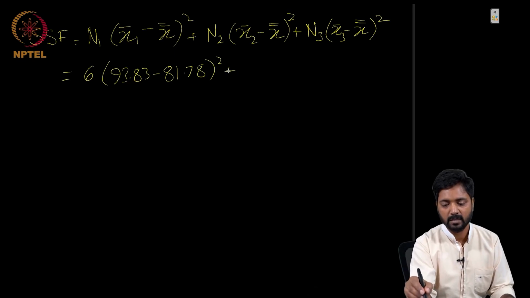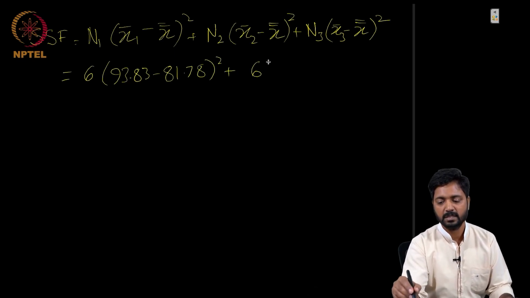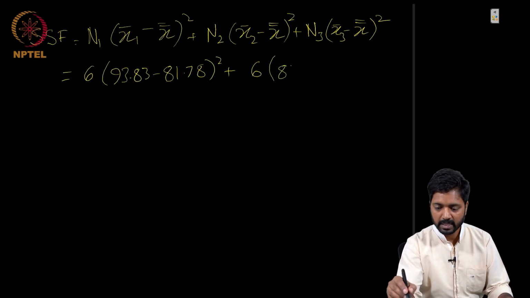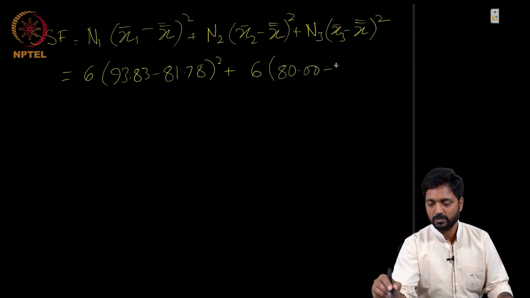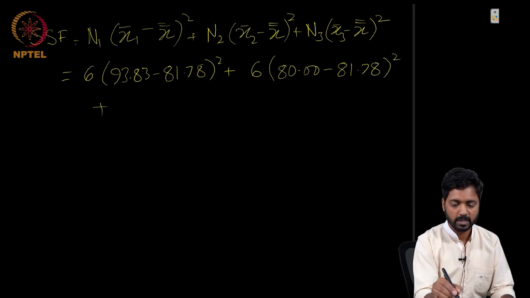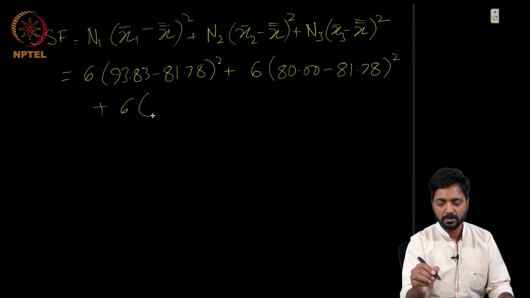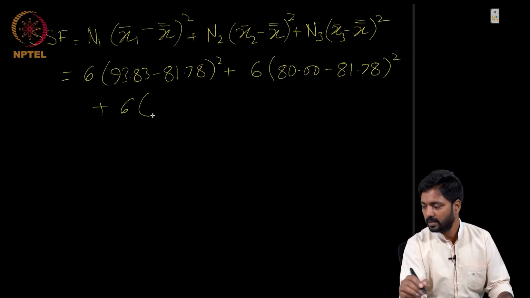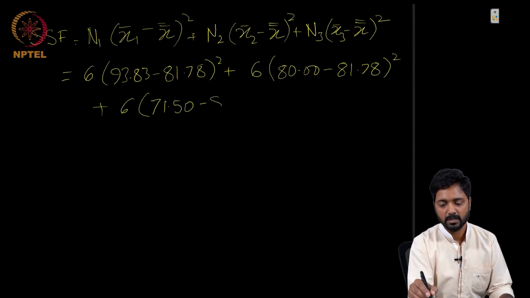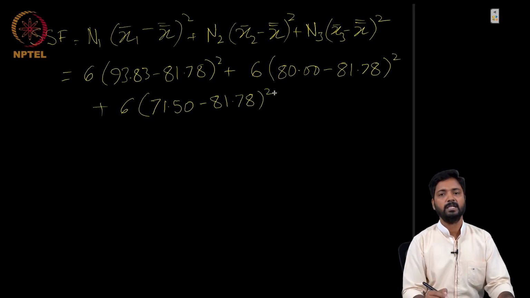81.78 squared, plus similarly the 6 readings in the second data set, and the mean in the second data set was 80.00, from which the grand average is subtracted, which is 81.78 squared, plus again 6 into, for the third data set the average value is 71.50, and from this the grand average value of 81.78 is to be subtracted and squared.